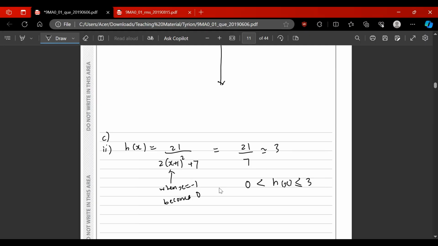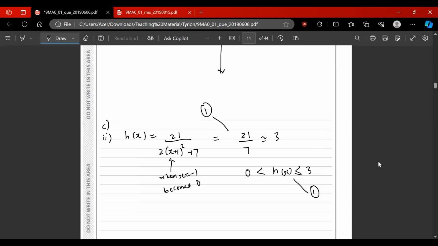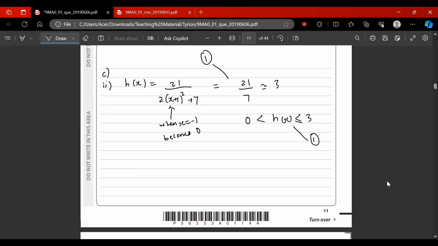So in this case, if you manage to mention the correct substitution here, the -1 to get 21 over 7, you get 1 mark. And then finally, the correct range for the x values gives you the final mark. So that's going to be the end of question 5. Now let's move on to question 6.